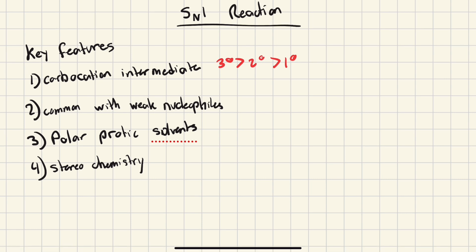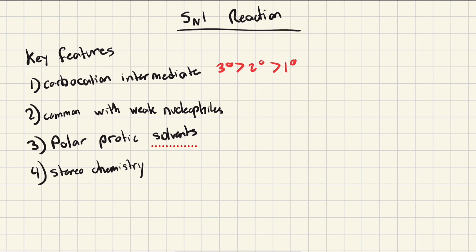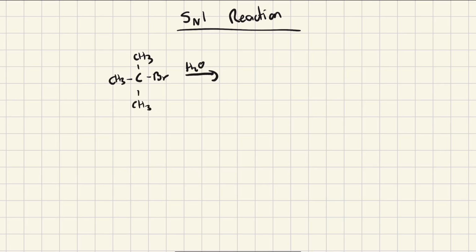If you think of the shape of a carbocation being sp2 hybridized, it's going to be trigonal planar, which means that the nucleophile can attack from either the top or the bottom. This will lead us to a racemization if the carbon is chiral. So we're going to have 50% R, 50% S for the most part. Let's look at some examples.